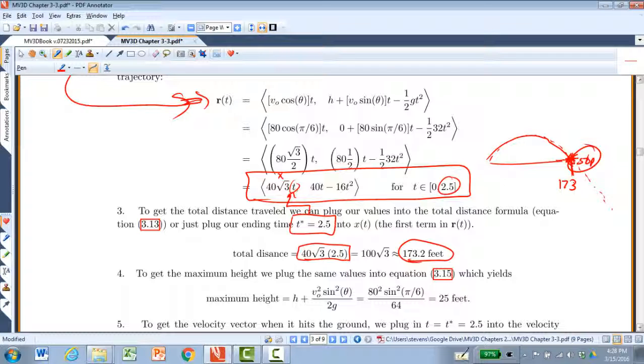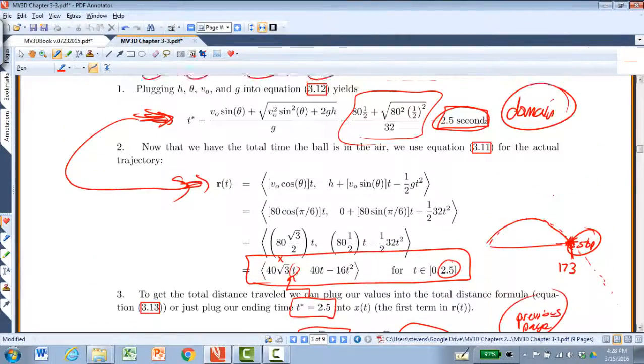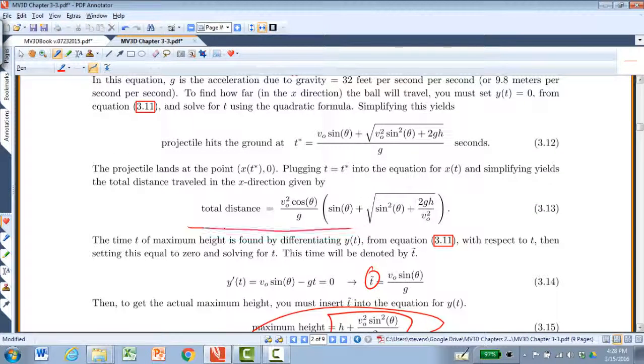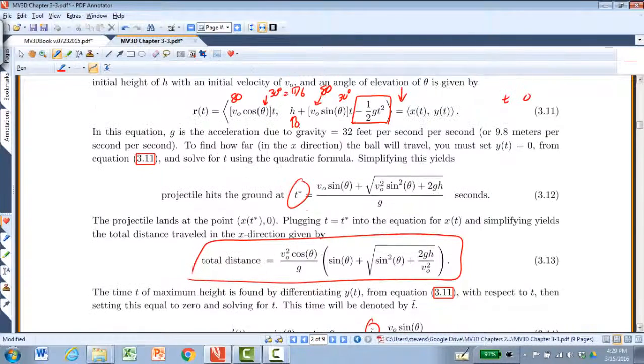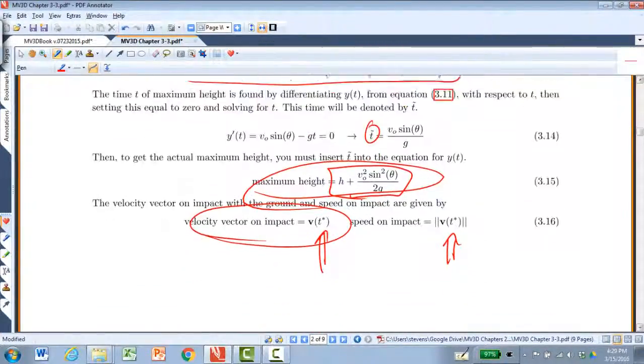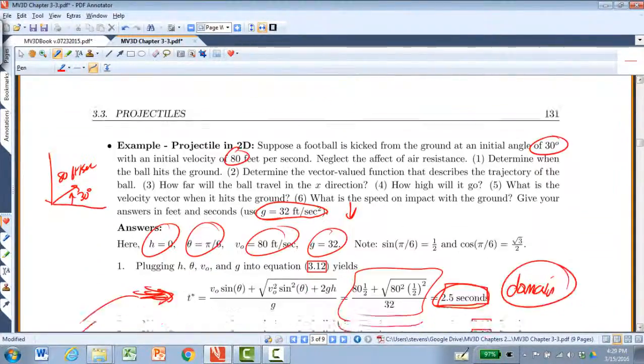Okay, and then we can answer, what's the maximum height? Oh, and by the way, there are formulas for this on the previous page. There was a formula for the total distance. I'm going to scroll back there. Don't get dizzy. But the formula for the total distance is here. Now, that formula is brutal to work with. It happens when you take t star and plug it into the x component. But notice, the formula is not necessary.